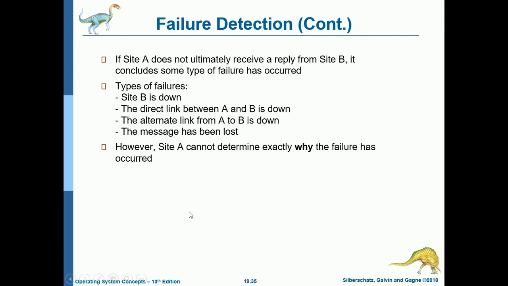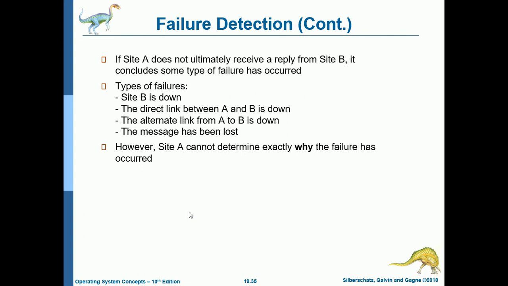So let's go back here. These are the types of failures. For example, site A does not ultimately receive a reply from site B. So site B is down, if you already used the alternate route to site B and there is still no reply. Definitely site B is down. Next, the direct link between A and B is down, because if you use the alternate route to site B and site B replies, it means the direct link between A and B is down, not site B.